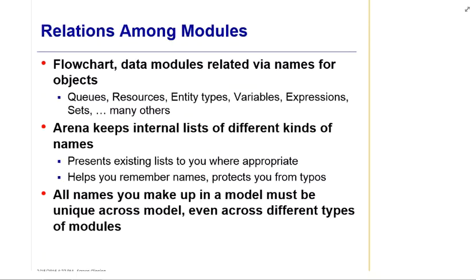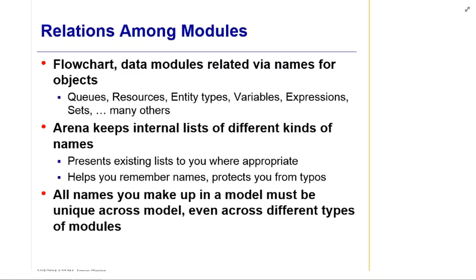So the relations among the modules, the thing that ties these together, are things like queues, resources, and entity types. In other words, a queue is typically in front of a process, but it can also be used in a decide module to make a decision based on the size of that queue, either downstream or upstream of the process that the queue is related to. Same thing with resources. I can have separate resources for each process, or I can have a common resource for each process. And obviously that has a big impact on the model when you do that.